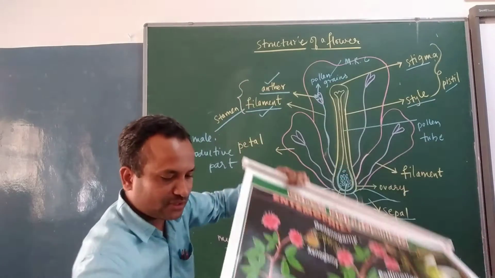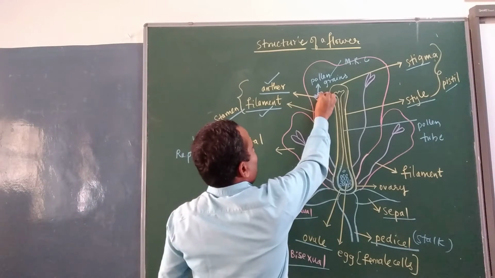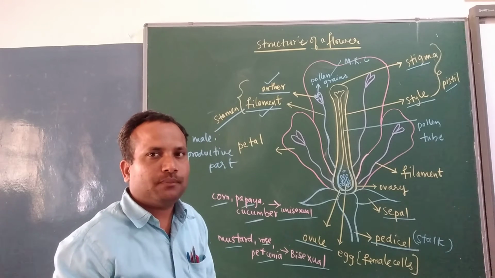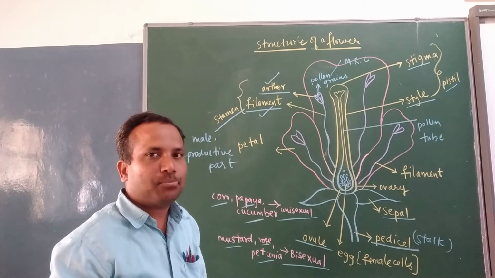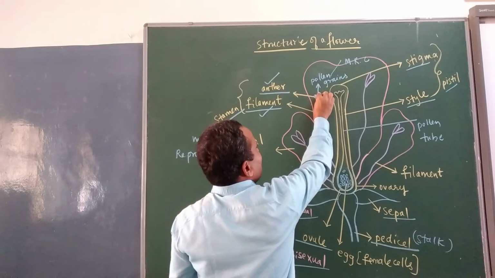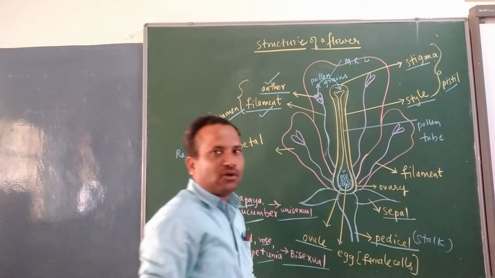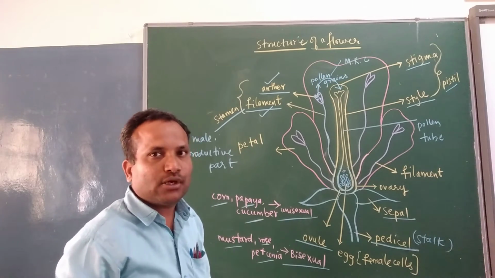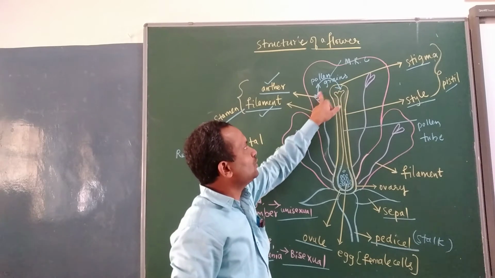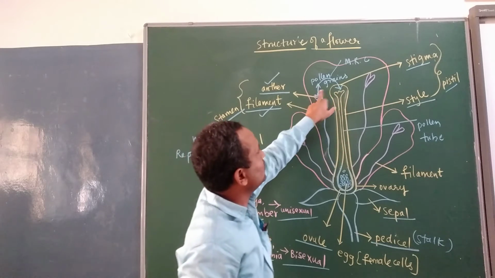I will show you there. First I will show you in this. Here, pollen grains. These pollen grains are nothing but male reproductive cells. These get transferred from anther to the stigma. Transfer of pollen grains from the anther part to the stigma part, from the male part to the female part. The pollen grains jump from anther to the stigma.